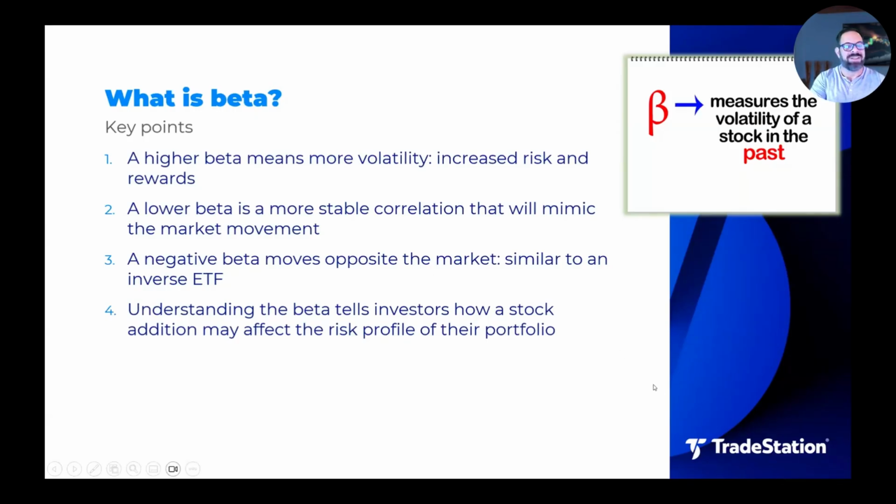Hi, everybody. Anyway, understand that beta does tell investors how, if you were to add a particular security, it may affect your portfolio. If you have a high beta that you're adding, or a very low negative beta, like negative 2.5, that'll move very fast, very volatile. As a matter of fact, 150% more volatile in the opposite direction of the market. So it gives you an idea of what you're getting into before you actually enter that position, if you check the beta. And beta is not predictive, by the way.